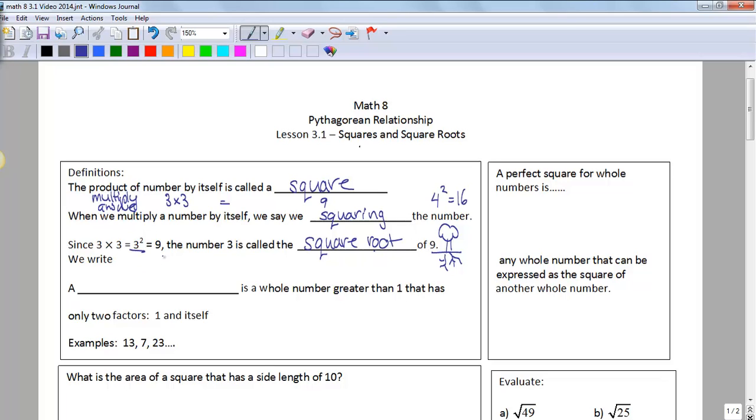So we write that as 9 under the radical sign, that little funny check mark with a little hat on it on your calculator. We can say that the square root of 9 is 3, or the square of 3 is 9, or we're squaring 3 to get 9. So you see what I mean? They're all really similar.